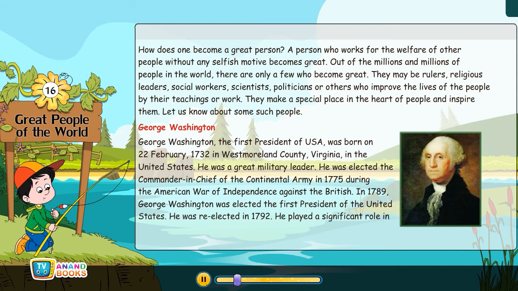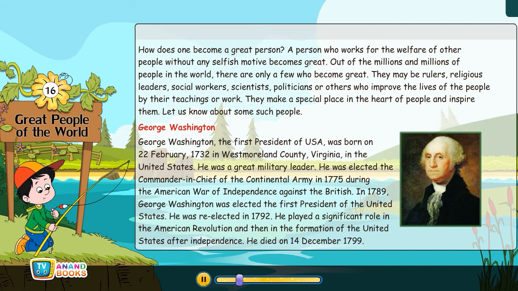He was re-elected in 1792. He played a significant role in the American Revolution and then in the formation of the United States after independence. He died on 14 December 1799.